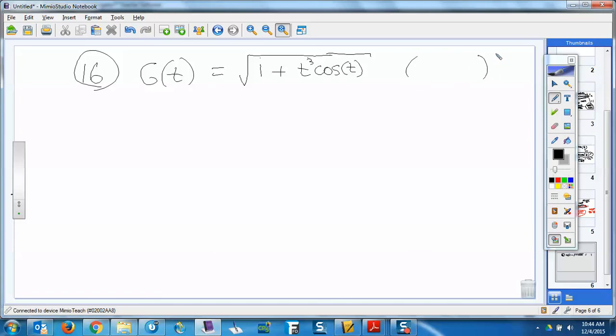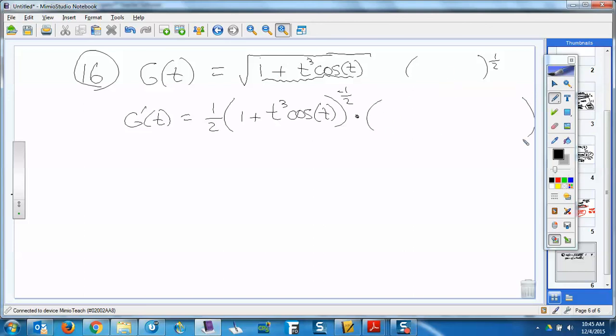So this is all to the 1/2 power, right? So g prime. So outside, bring that down, right? 1/2. Leave the inside alone, to the negative 1/2, right? Yep. Times the derivative of the inside. Well, that's a big mess. Not a real big mess, but it looks like a product rule sitting there, right? The derivative of 1 is just going to disappear, so that's not going to matter. But I'm going to need a big set of parentheses to hold my product rule.